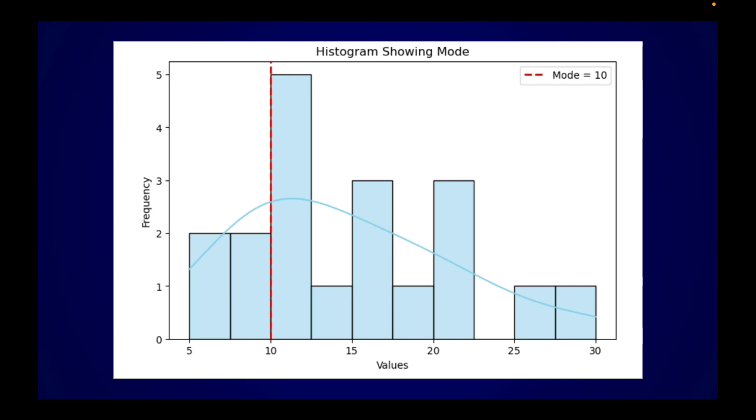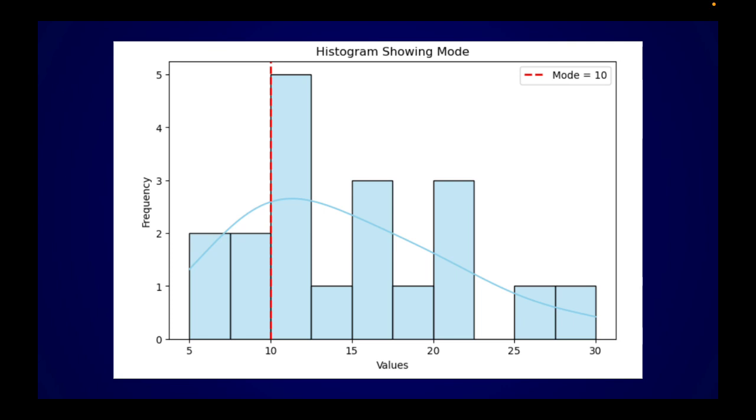The bars are there, and the smooth line, that blue curve, is called KDE, kernel density estimate. It helps us visualize the shape of the data distribution smoothly rather than just relying on bars. With the help of this curve also we can understand the data.